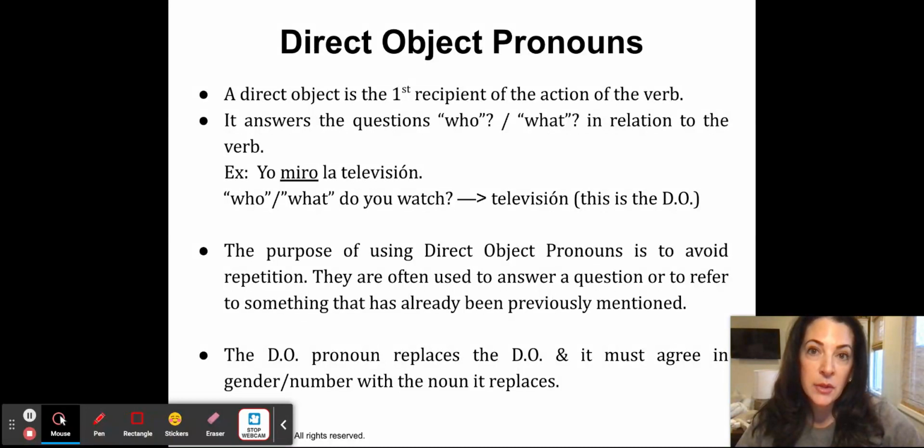And oftentimes it's used in a question and answer. So, Sally, do you like doggies? Yes, I like them. Johnny, do you like candy? Yes, I like it. It can be in asking a question or referring back to something that has previously been mentioned. As with any pronouns, the direct object pronoun replaces the direct object. Since it's replacing it, it must agree in gender and number with the noun that it replaces.